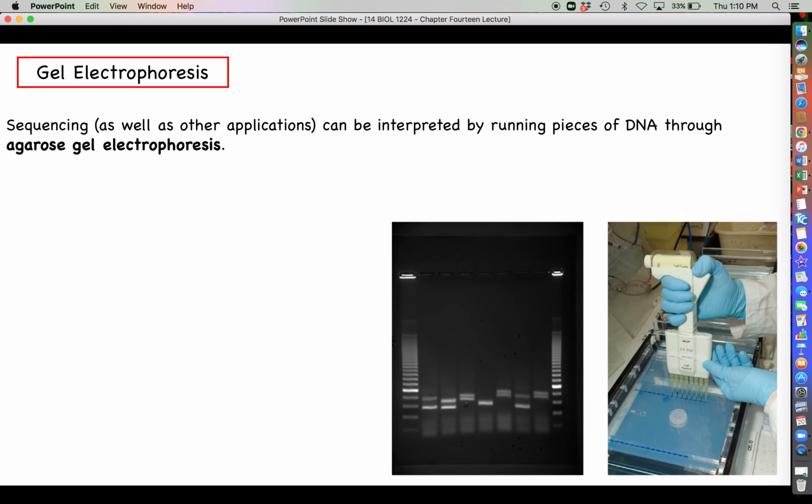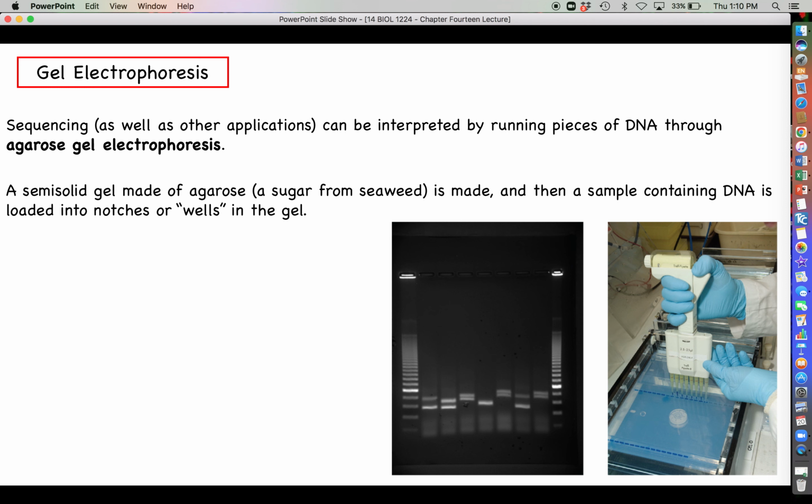So another very useful application for working with DNA, not necessarily just for DNA sequencing, is agarose gel electrophoresis. So the idea here is that you make a semi-solid gel out of a sugar called agarose. We get this sugar from seaweed by mixing it together with a buffer, heating it up to dissolve the agarose in the buffer, and then allowing that liquid to cool into a semi-solid gel. You can load DNA samples into little notches that you make into the gel called wells.